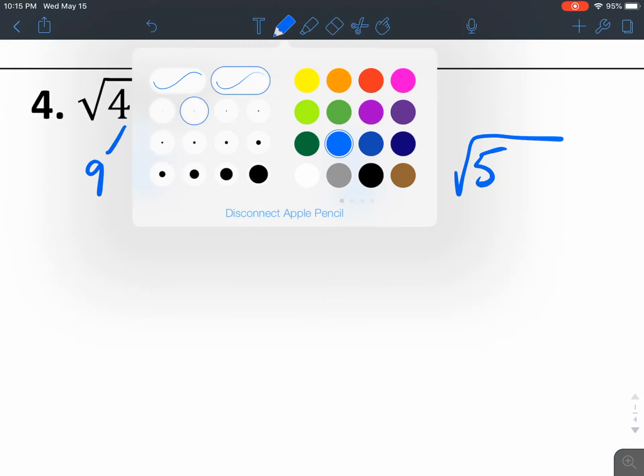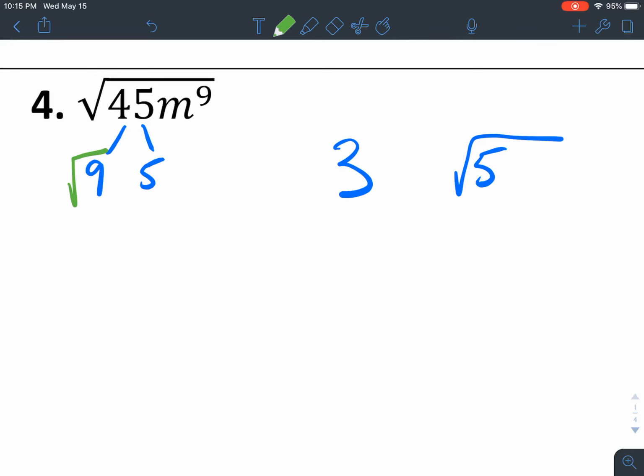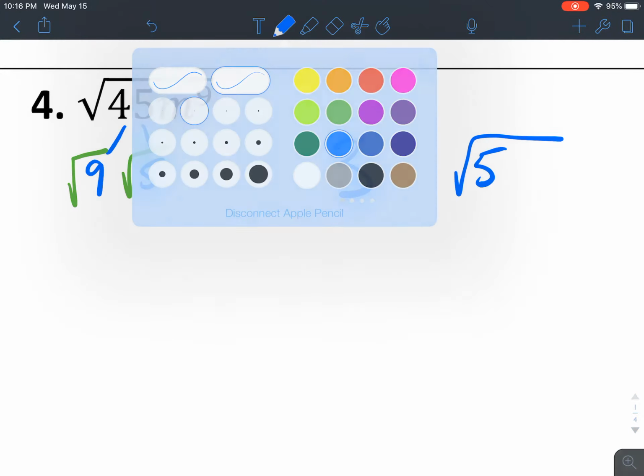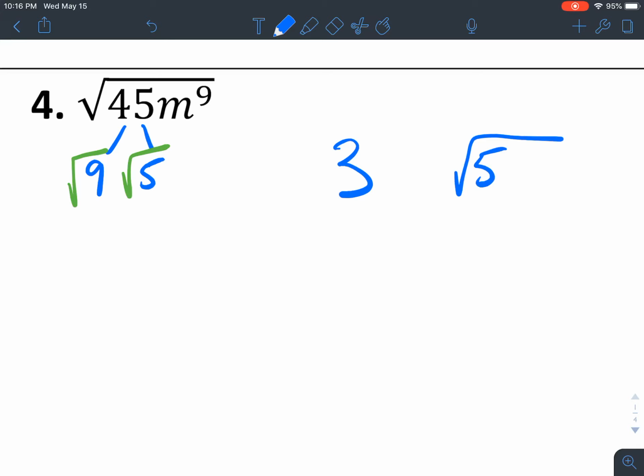All right, because we're doing this over here, follow the green. That's the square root of both of them. So I'm doing the square root of 45. Square root of 5 times square root of 9. Square root of 9 is just 3. And then for my variable, I got m to the 9th power. So that is 4 pairs with 1 left over.